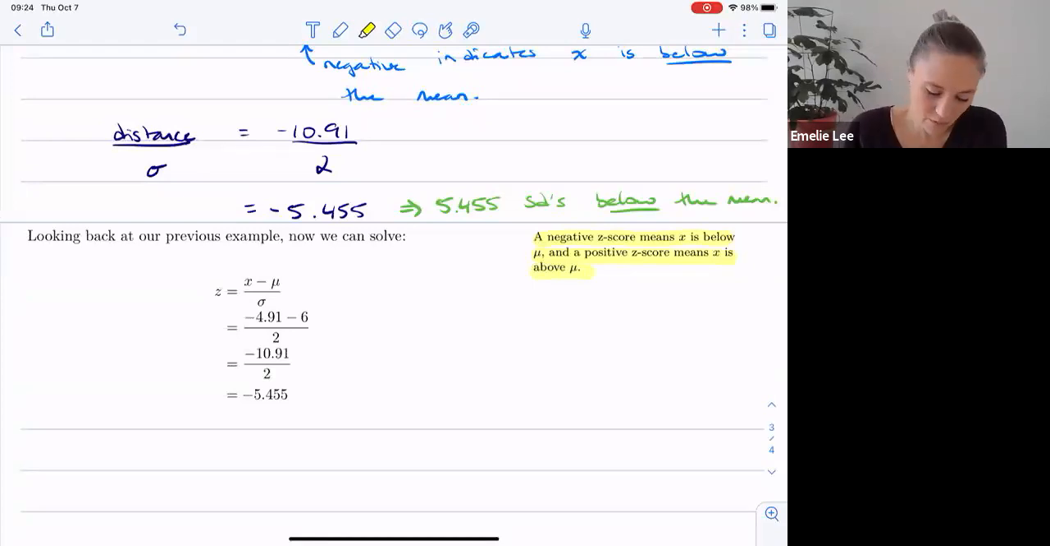Right, so what we can do is set up our formula. Our formula is Z equals X minus mu over sigma. And our X is always going to be the observation that we're interested in. Then we subtract the mean, just to retain that negative, and divide by 2, which is our standard deviation, and we get negative 5.455, which is exactly what we found, right? Because we're doing the same thing. Good.